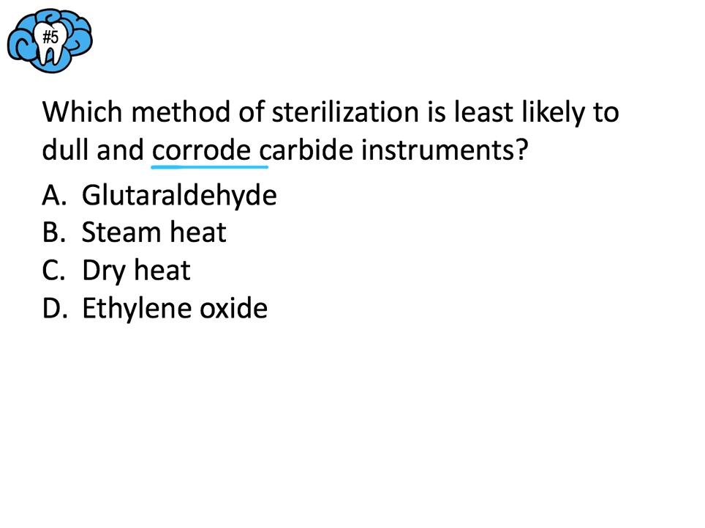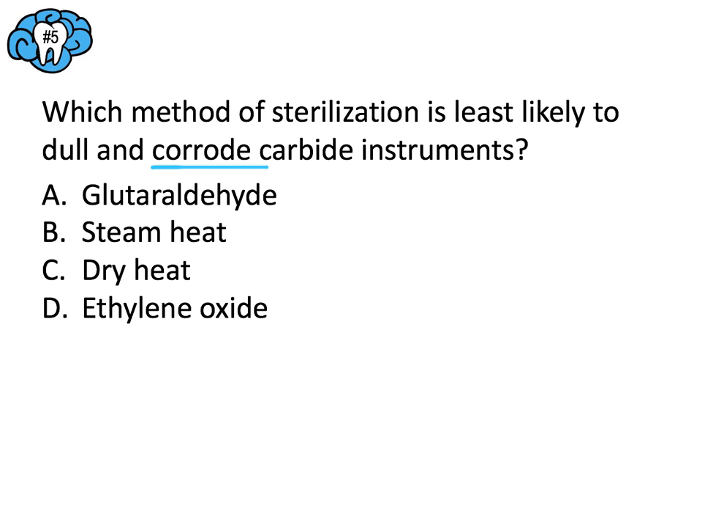Now, in the case of steam heat, we're essentially putting these instruments through a pressurized sauna. Ethylene oxide is also very humid. It's not as hot, but it does have a high moisture content. And glutaraldehyde, well, we're essentially bathing instruments in this liquid. Now, dry heat is the only one here that has very low moisture, as the name suggests, and has the best preservation of cutting edges as a result.